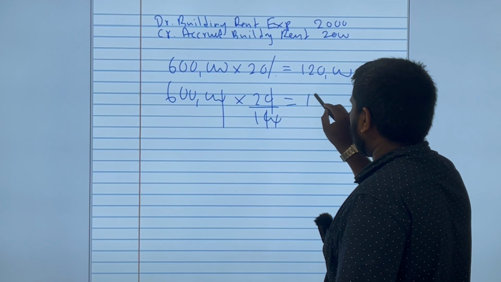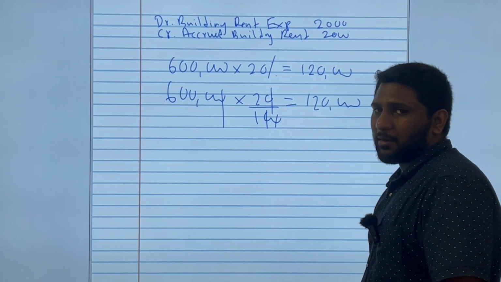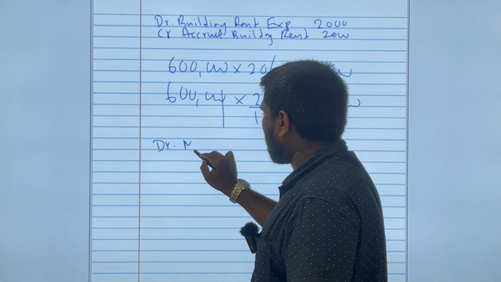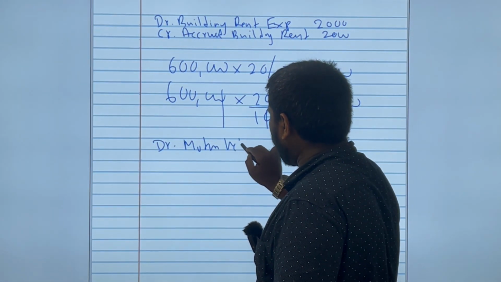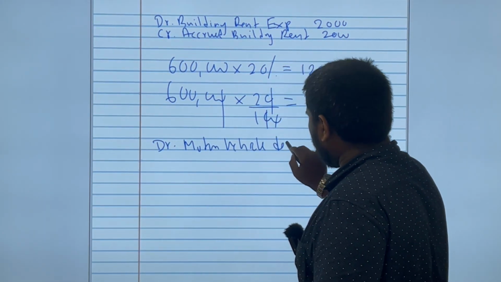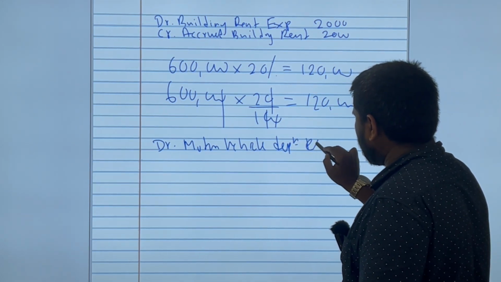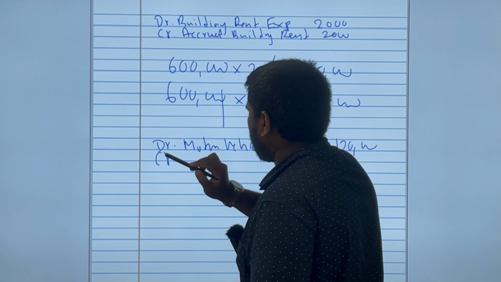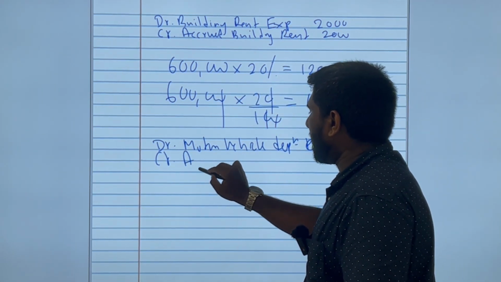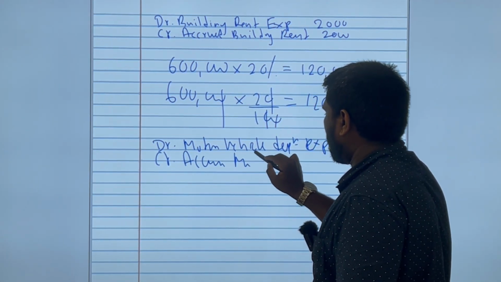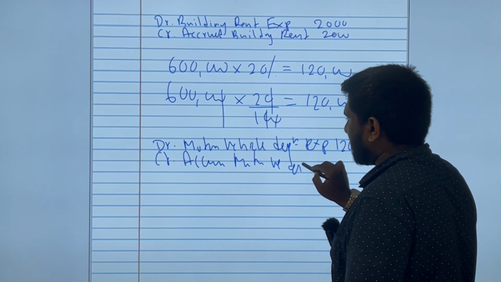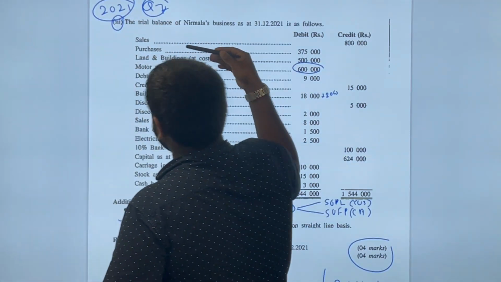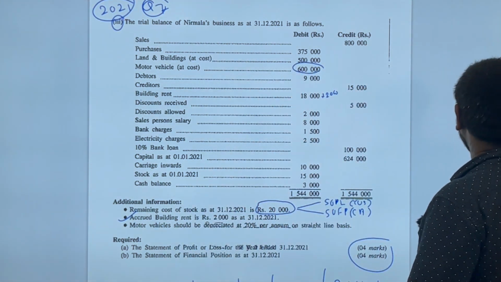You are getting a value of 120,000. Then what is the double entry for the depreciation? Debit motor vehicle depreciation expense 120,000, credit accumulated motor vehicle depreciation. So let's go and add that amount. Do we have motor vehicle depreciation? Here they have not given it, so we'll add that one.